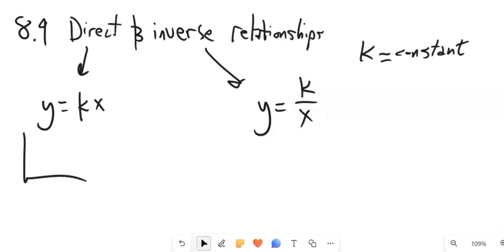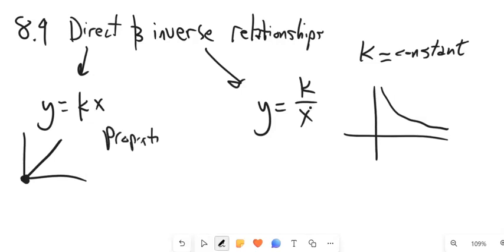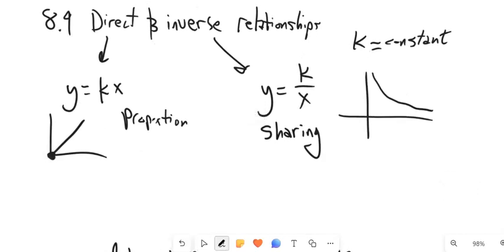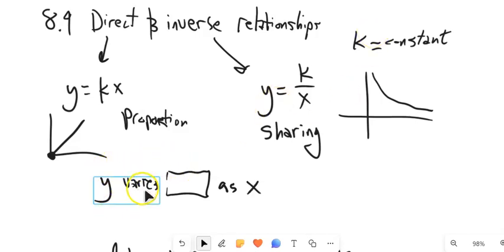So if I think about graphs like this, these direct relationships, they'll go through 0, 0, and just be a straight line. Inverse relationships look like this. Direct relationships, you can think of them as proportions. And inverse relationships, I think of them as sharing problems. And there's some language that we use in all of these. It will be y varies, and then we'll say directly or inversely as x. So if I were to say y varies directly as x, it's this type of relationship. Y varies inversely as x, it's this type of relationship.